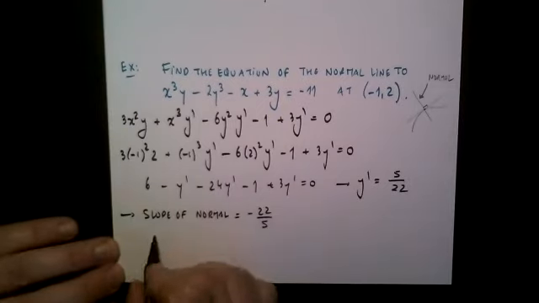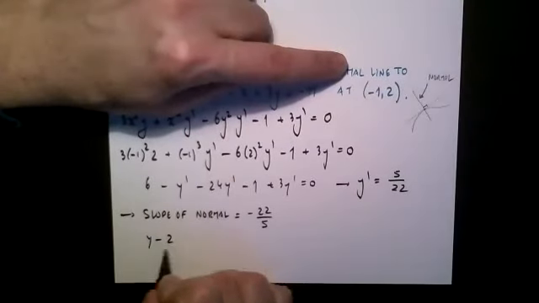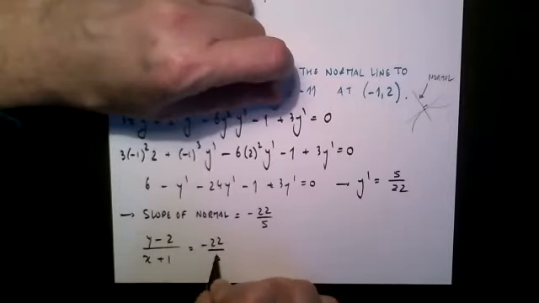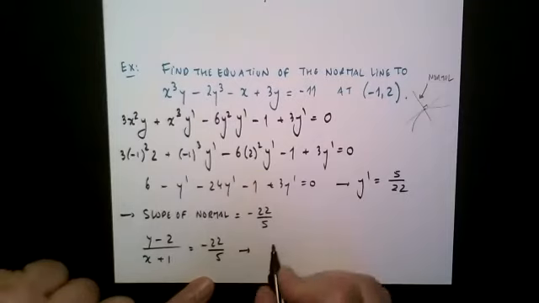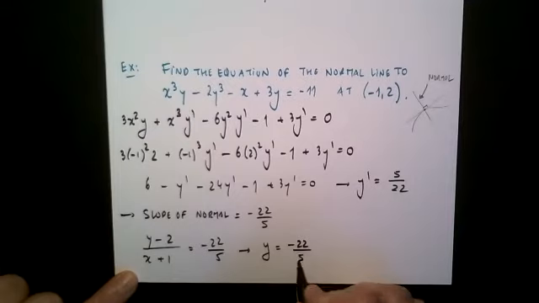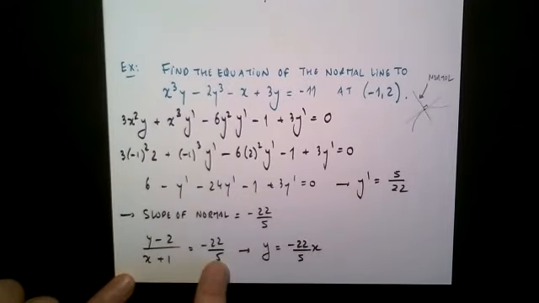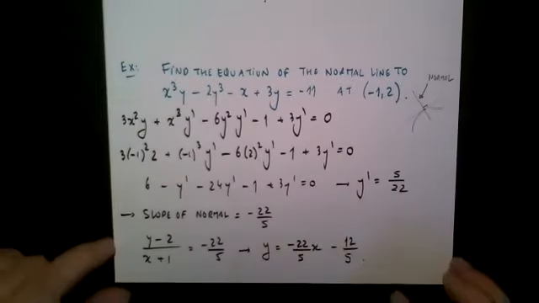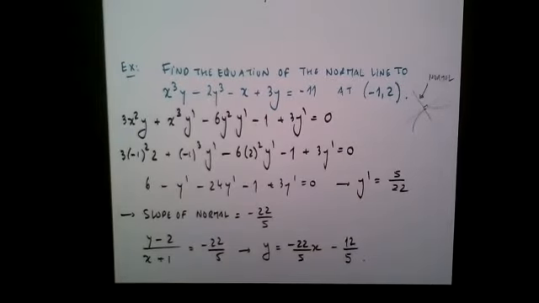Okay, so y minus 2 over x plus 1 equals that slope. And so you have y is equal to minus 22 over 5 x, and minus 22 over 5 plus 2 is minus 12 over 5. Is that what you got? Yeah. And this is the equation of my normal line.